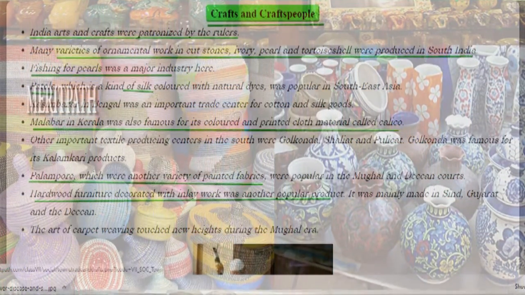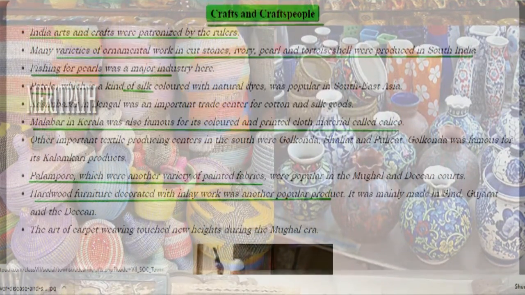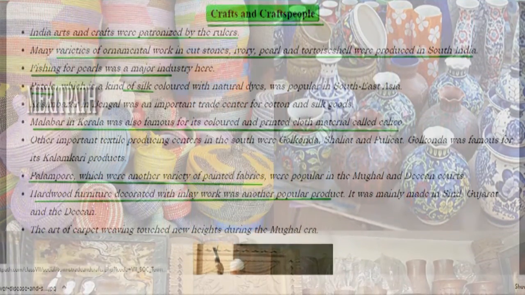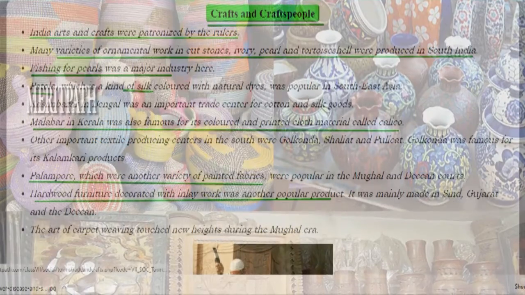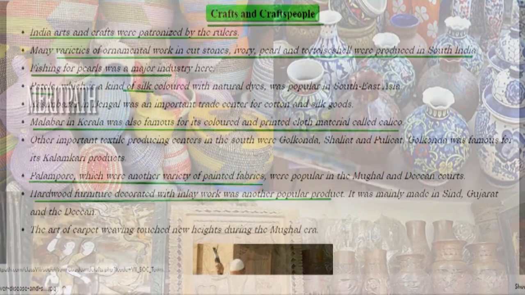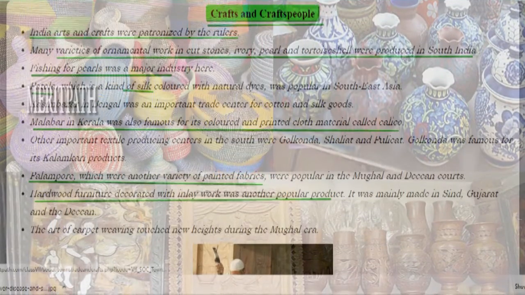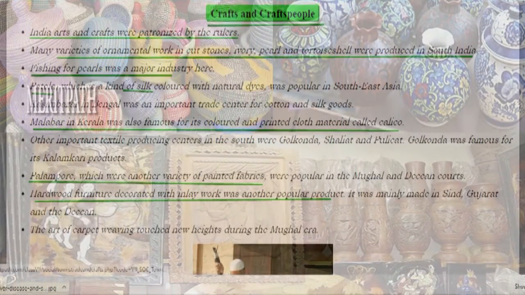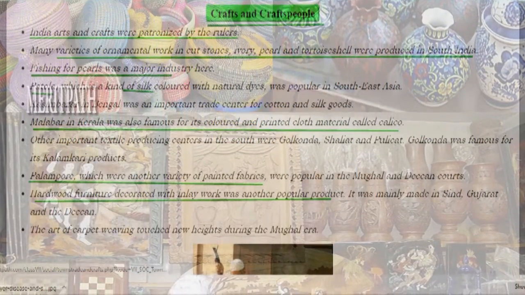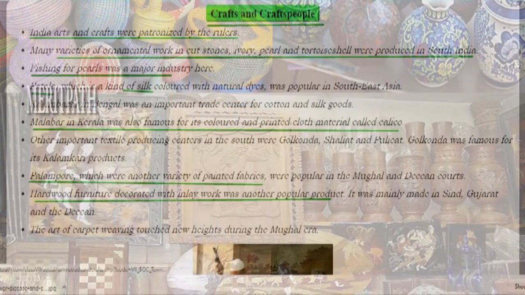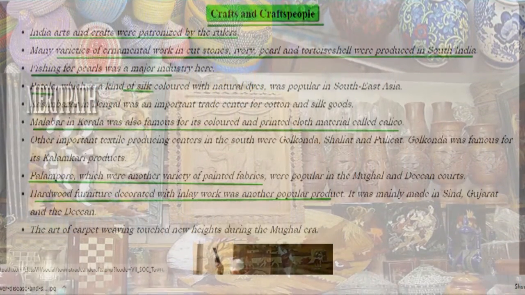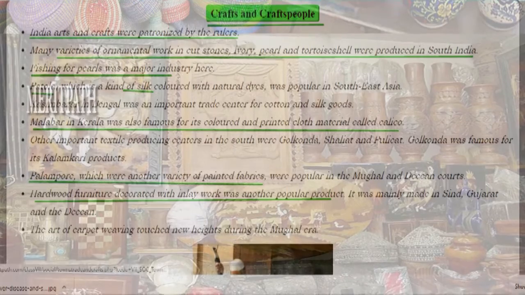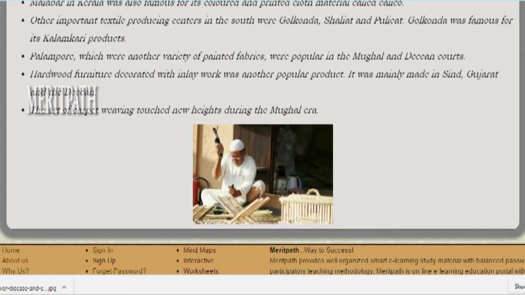Kasimbazar in Bengal was a center for trade in cotton and silk goods. Malabar in Kerala was famous for colored and printed cloth called calico. Other important textile producing centers were Golconda, Shaliat and Pulicat. Golconda was famous for kalamkari products. Palampur was famous for painted fabrics in the Mughal and Deccan courts. Hardwood furniture with inlay work was famous from Sindh, Gujarat and the Deccan. And the art of carpet weaving also reached great heights during the Mughal era. This is the woodwork being carried out.